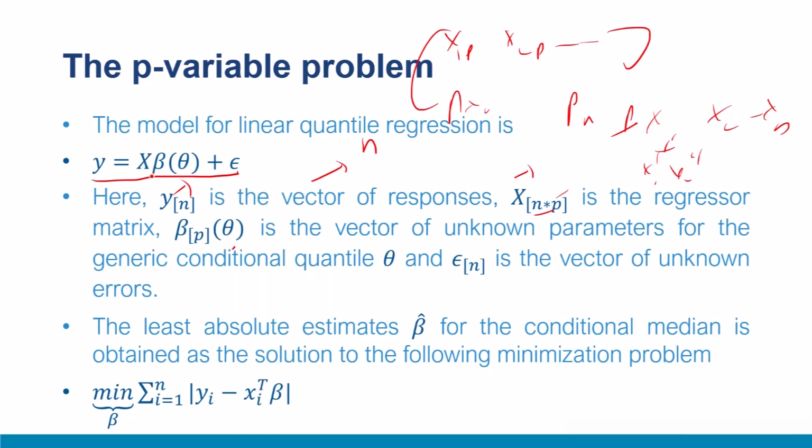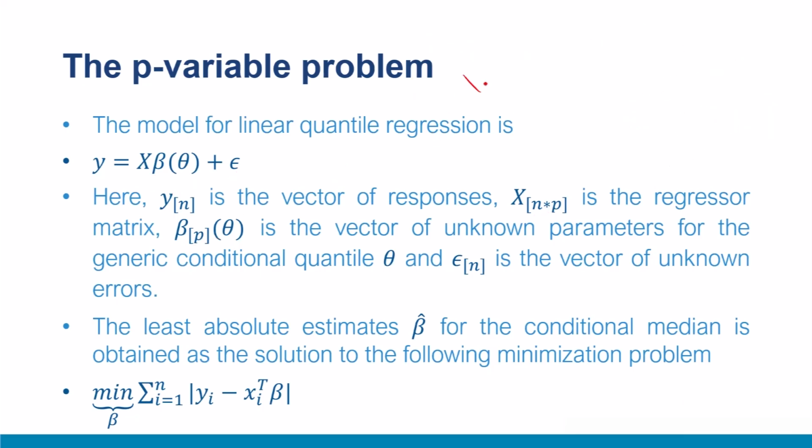Because this relationship is now quantile specific, we are estimating quantile regression only. So beta p theta will represent those p parameter estimates for p regressors. For example, you'll have x1, x2 up till xp. For each you have beta 1, beta 2 up till beta p, and all of these are quantile specific. So beta 1 theta, beta 2 theta, and so on up till beta p theta. All these coefficients are quantile specific. And then lastly, you have error terms, which are the vector of unknown errors, and these are specific to a quantile.